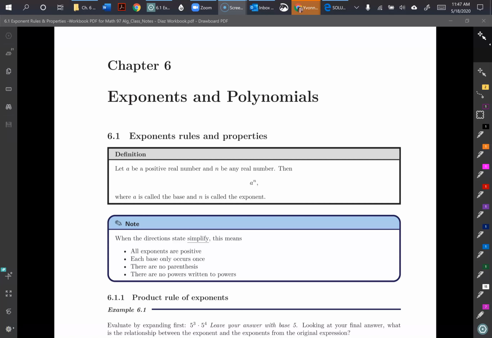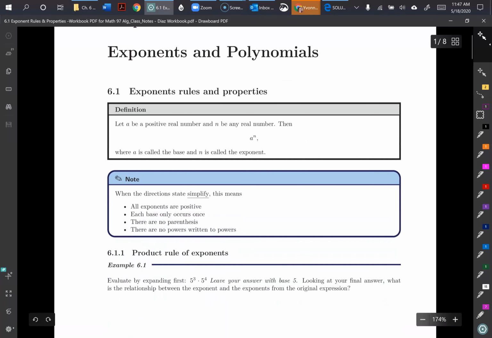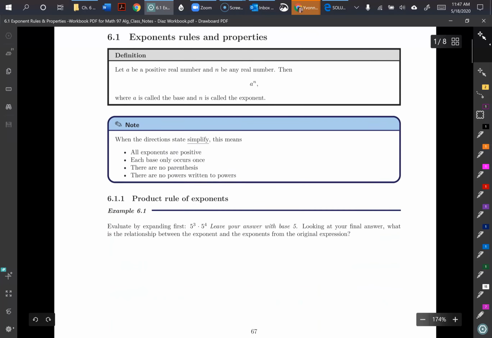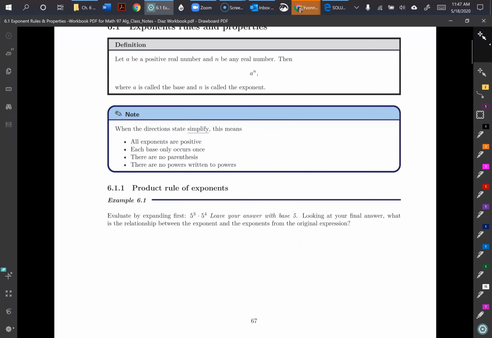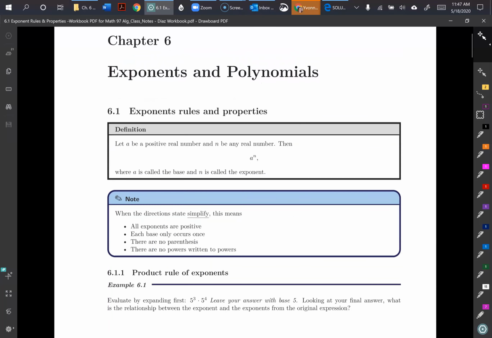Okay, now we're in chapter 6. So this is 6.1, Exponents and Polynomials. It is page 67 of your workbook. So we have some rules and properties that we want to go over.